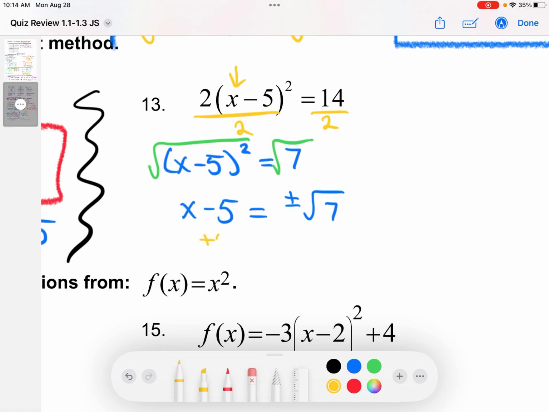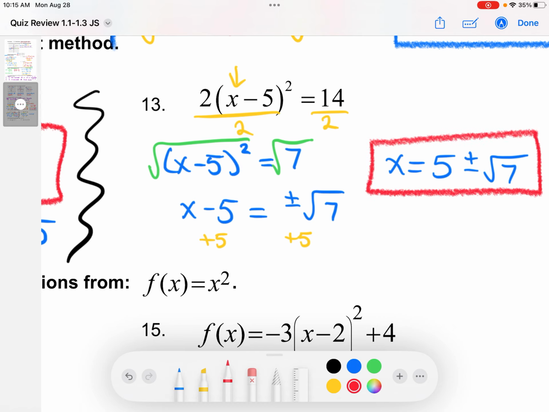And then to finish this, we need to add 5 on both sides. So x would equal 5 plus or minus the square root of 7. Since the square root of 7 is not able to be simplified, we leave it here. On the previous problem, the square root turned out to be a whole number, so we could simplify that.